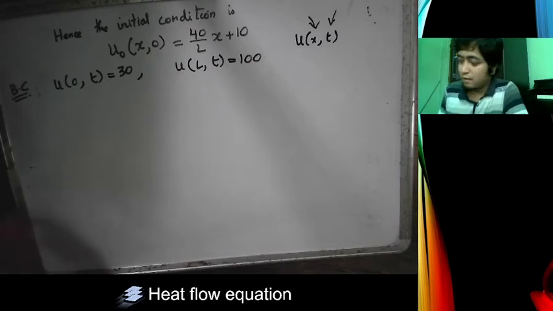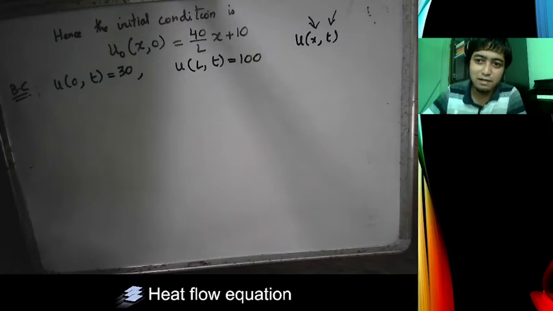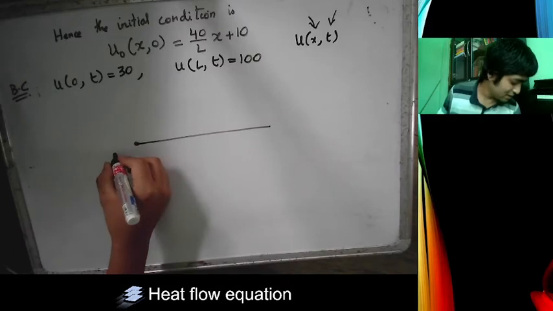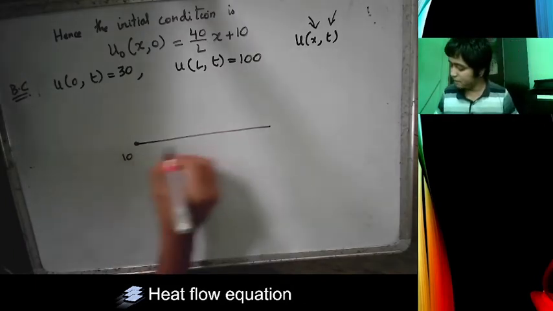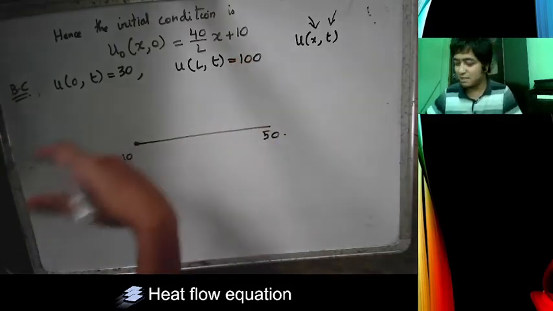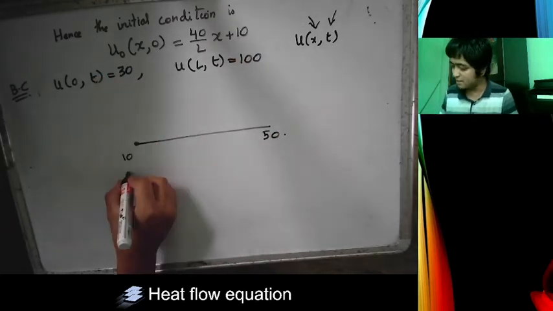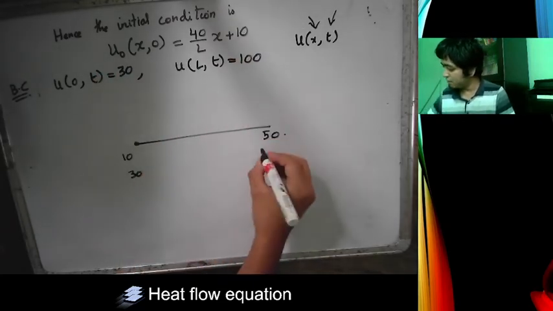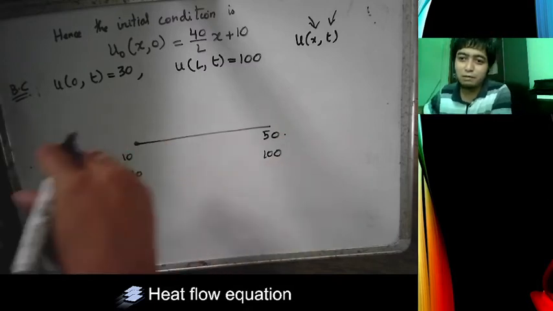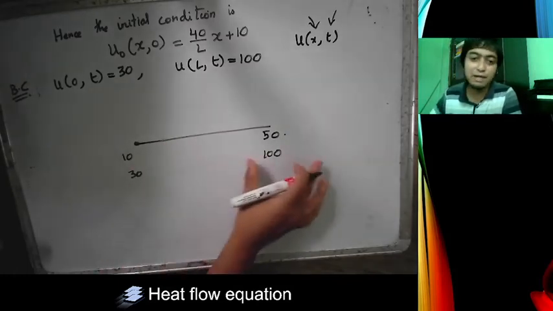Now we want u(x,t). So what has taken place right now? Initially the rod was maintained at 10 and 50. But then we changed the temperature at these ends. The temperature at these ends is now 30 and 100. After changing to 30 and 100, we will watch what happens. There will be some heat flow because now we have changed it.